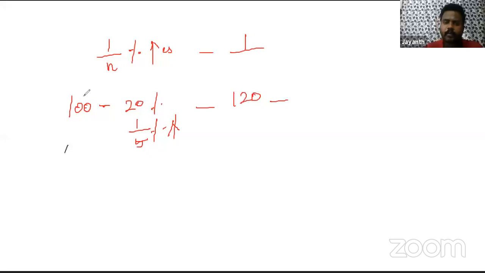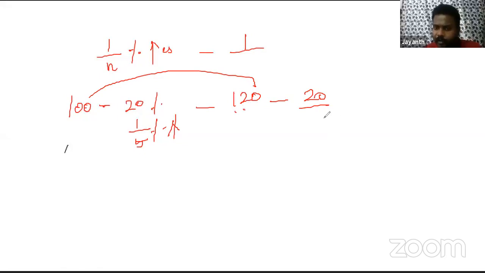120 means how much is it now? What is the difference? So which is 20 now. This 20 is what to the new price 120? 20 is what to 120, which is 1 by 6. Right? See, if 1 by n percentage increases, then the decrease is said to be what? 1 by n plus 1 percentage will be the decrease.